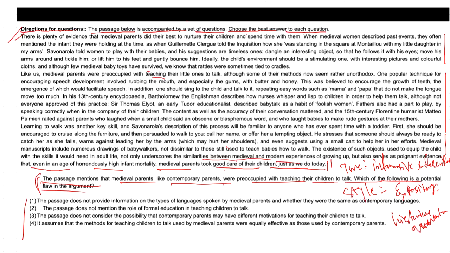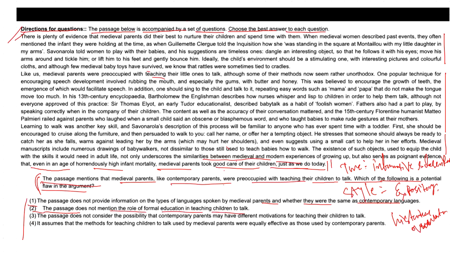The first option says the passage does not provide information on the types of language spoken by medieval parents, whether they were the same as contemporary language. Option two states the passage does not mention the role of formal education in teaching children to talk.